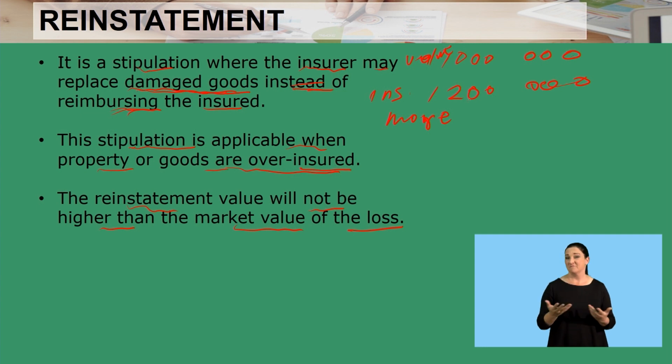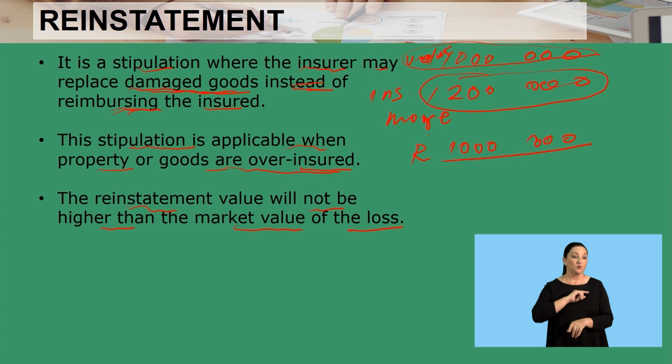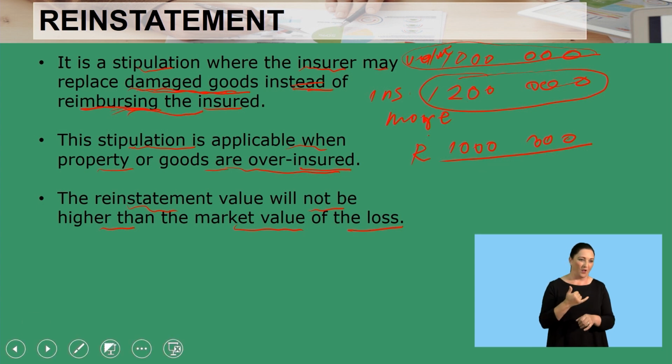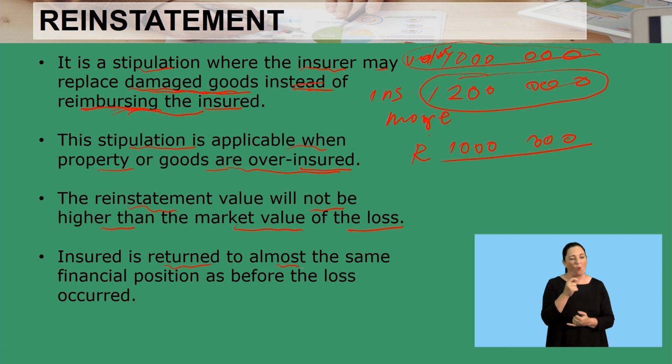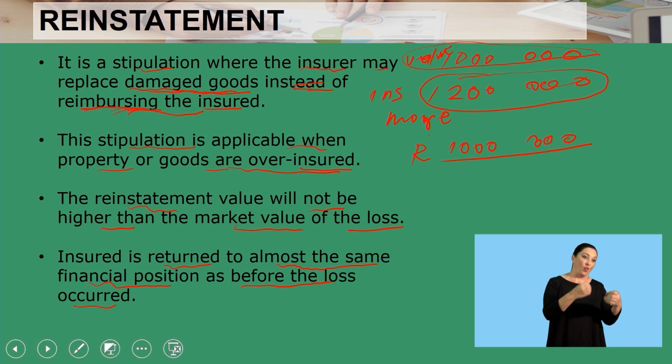So should anything happen, or should the damage be 1 million, the owner will not receive 120 million, but will be returned to the same financial position. The insurance company will only give the owner 1 million. Hence, we are saying they will not be reimbursed. The insured is returned to almost the same financial position as before the loss occurred.